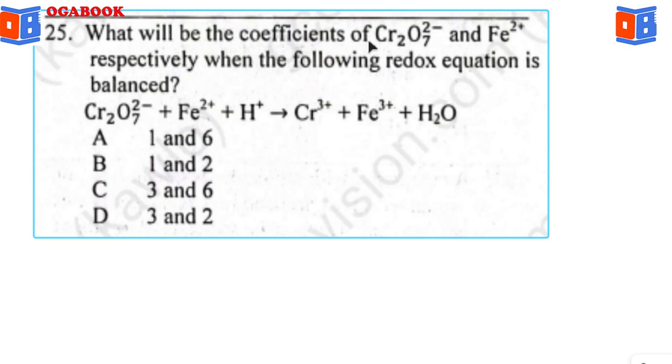Question 25. What would be the coefficient of dichromates and iron 2 ions respectively when the following redox equation is balanced? So we're going to make sure we balance this redox equation to see the coefficients. So the first rule we are going to take here is to bring out the half equations of this overall redox, bringing out the oxidation half equation and the reduction half equation.